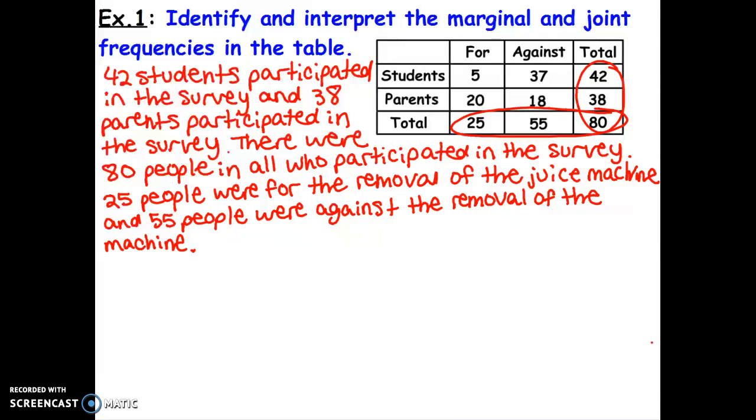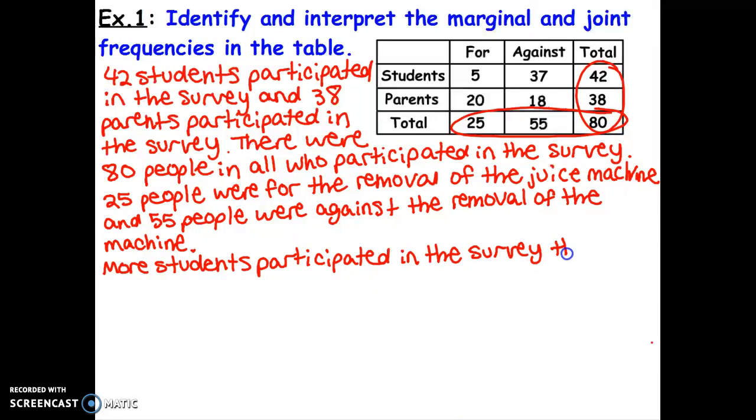Now, all we've done so far is identify. We still need to interpret. So again, we're still talking about our marginal frequencies. When we interpret, we're basically comparing. So what we're going to say here as far as interpreting these numbers is that more students participated in the survey than adults, or parents, than parents.